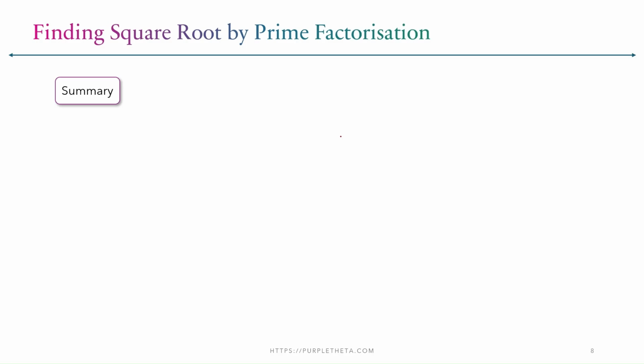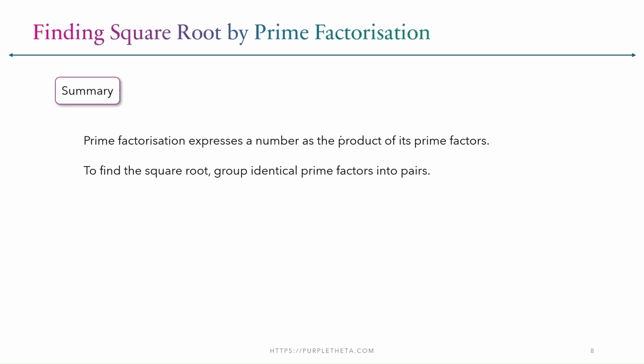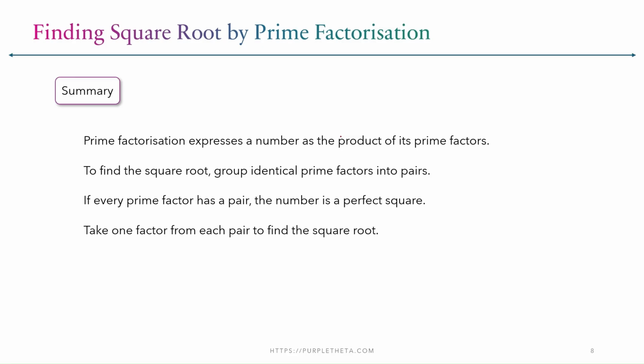So in this video, we have seen that prime factorization expresses a number as the product of its prime factors. To find the square root, group identical prime factors into pairs. If every prime factor has a pair, then the number is a perfect square. Take one factor from each pair to find the square root. If any prime factor is left unpaired, the number is not a perfect square. Okay, hope you understood this concept of finding the square root of a number. In the next video, we will learn more about square numbers.